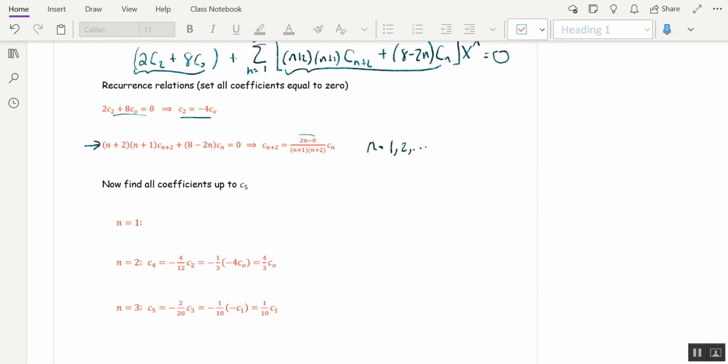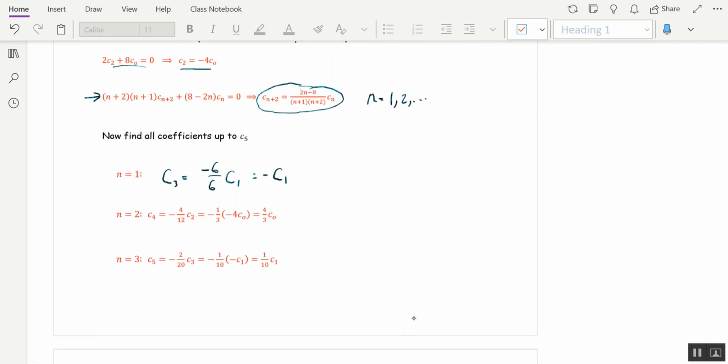So when n equals 1, in this formula, I get c3 equals negative 6 over 6 c1, which is negative c1. And then, just to save you the arithmetic, I went ahead and found c4 in terms of c2, but I know c2 is negative 4c0, so I was able to write c4 in terms of c0, and I was able to write c5 in terms of c1. Everything has to be in terms of c0 and c1.